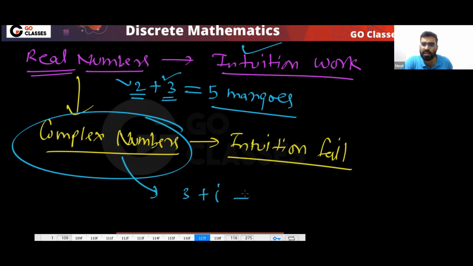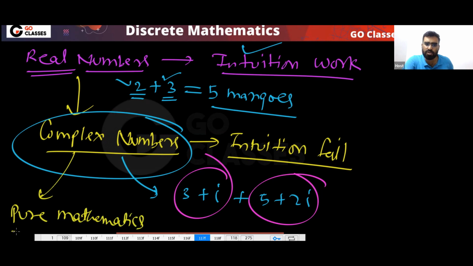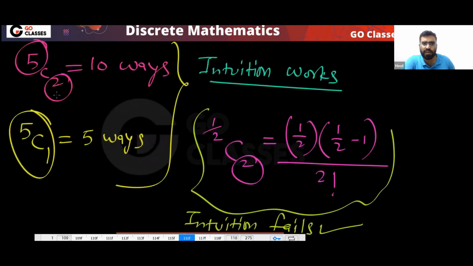For example, 2 plus iota plus 5 plus 2 iota. Intuition is not there. What is this iota? So here intuition will fail. You cannot say 3 plus iota mango, or 5 plus 2 iota mango. So for real numbers, your intuition will work. For complex numbers, your intuition fails. So when you study complex numbers, this is pure mathematics. There is no intuition. Similarly, when you work with these things, your intuition will work. But when you have half C2, this type of thing, here intuition will fail.